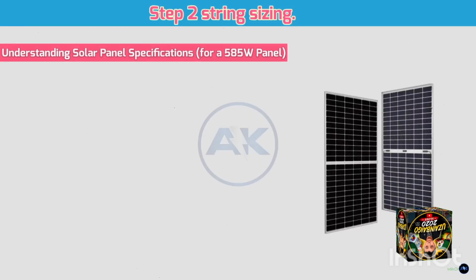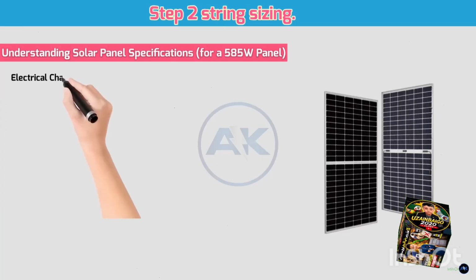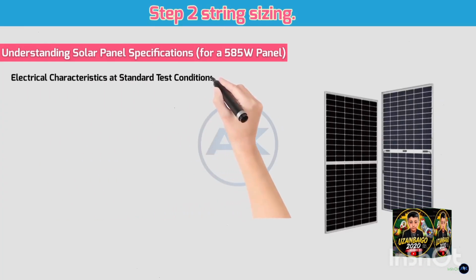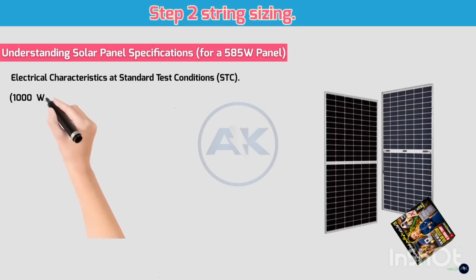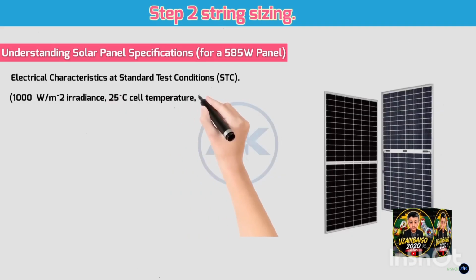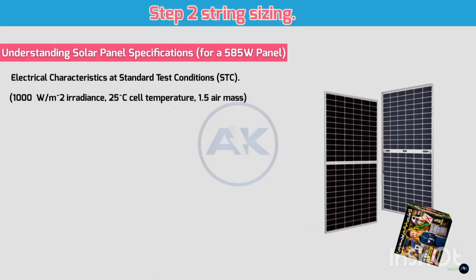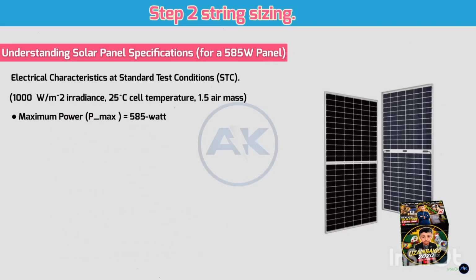When looking at a 585 watt solar panel datasheet, you'll primarily be interested in the electrical characteristics at standard test conditions, STC. STC means the panel is tested under ideal laboratory conditions: 1000 watts per square meter irradiance, 25 degrees Celsius cell temperature, 1.5 air mass. Here are the key parameters and why they matter for string sizing. Maximum power, Pmax, 585 watts. This is the nominal power output of the panel under STC. This is the rating we're using to determine the system size.